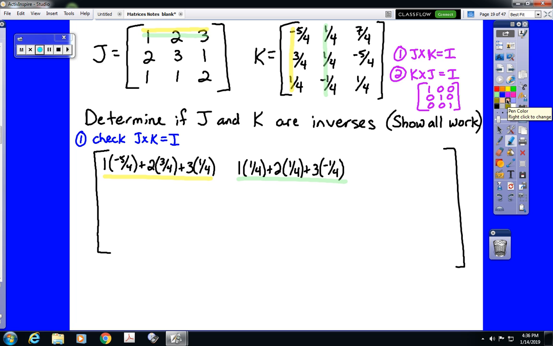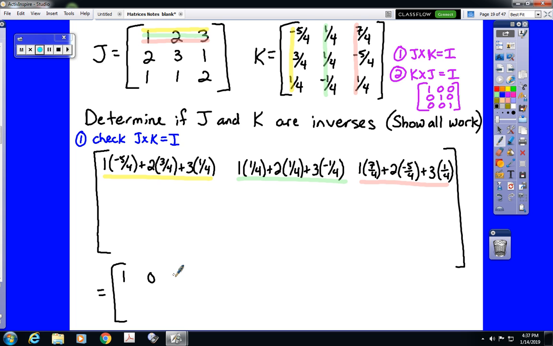So we continue. Row 1 times column 3. That would be 1 times 7/4 plus 2 times negative 5/4 plus 3 times 1/4. That is 7/4 minus 10/4, which would be negative 3/4, plus 3/4, which would be 0. So our first row matches our identity matrix, and we are good to go. So far we have shown 1, 0, 0.